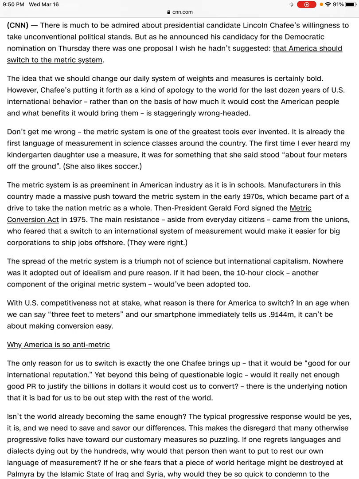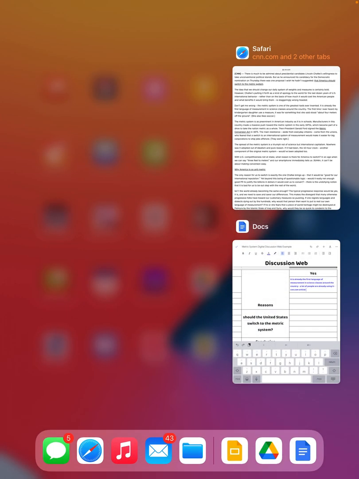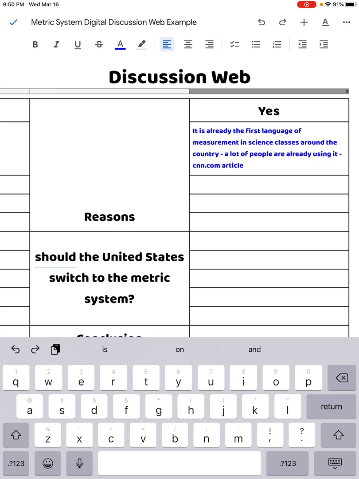Then President Gerald Ford signed the Metric Conversion Act in 1975. The main resistance, aside from everyday citizens, came from the unions who feared that a switch to an international system of measurement would make it easier for big corporations to ship jobs offshore. They were right.